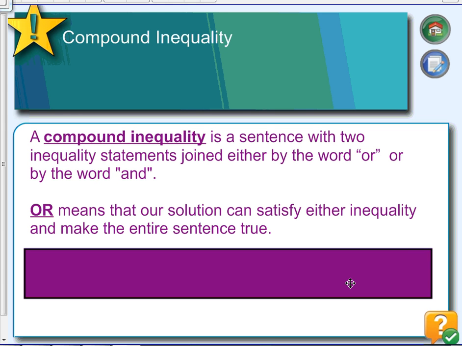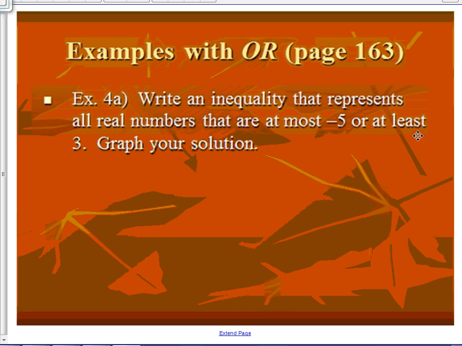All right, so yesterday we talked about compound inequalities with the word and. Just to review, a compound inequality is a sentence with two inequality statements that are joined together with either or and. So today we're going to talk about the ones that are joined together with or. And or means that our solution can satisfy either inequality and make the entire sentence true. Okay? So we're going to go over how to do this right now.